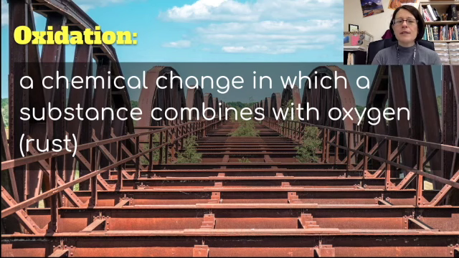There's also the process of oxidation, a chemical change in which a substance combines with oxygen. The most common is rust. This is commonly why soil in some areas looks reddish, or the rocks on the side of the road look kind of reddish, is because they have a high iron content and they have rusted. And that's why I have this bridge here, this rusty bridge.